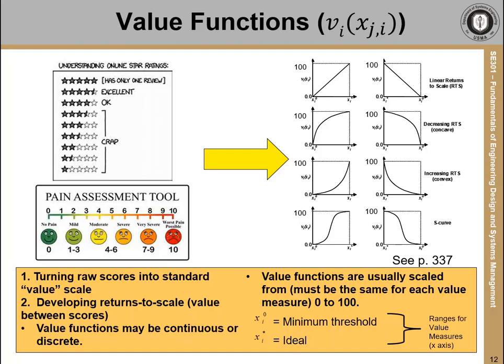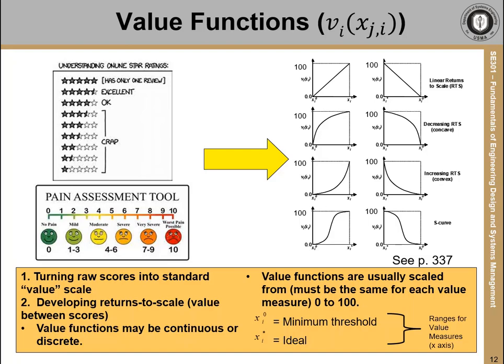We need to develop a value function for each value measure that converts those raw scores into value scores, so that when we combine them to determine the overall value for the solution, we are combining common units. The value function also needs to reflect what we call returns to scale. This means that the function needs to reflect how value changes as the raw score changes.